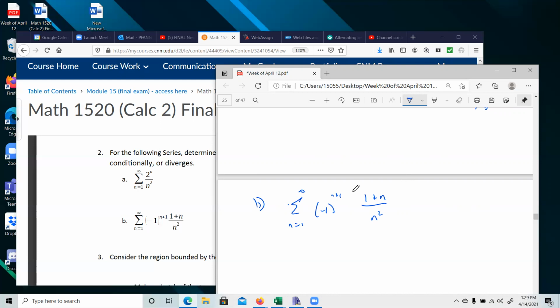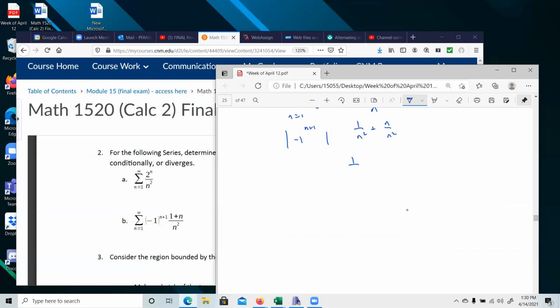We're going to use the alternating series test because we have an alternating series. So we have negative 1 to the n plus 1, and then 1 over n squared plus n over n squared, because that's what you can do with the fraction. So that's 1 over n squared plus 1 over n. As I take my limit as n goes to infinity, that's going to be 0 plus 0. So my limit is 0.